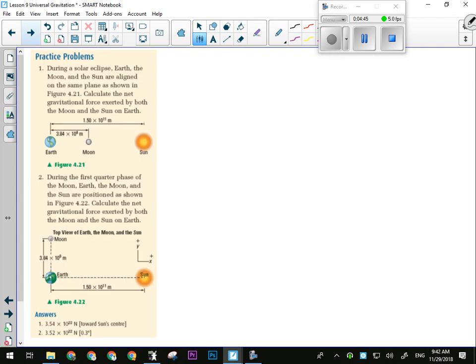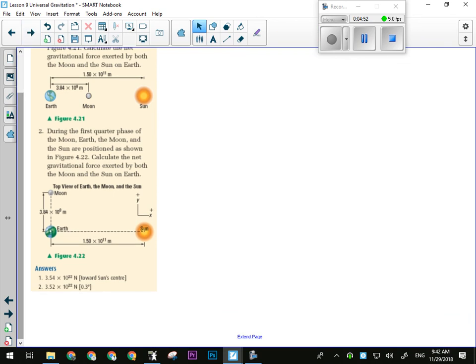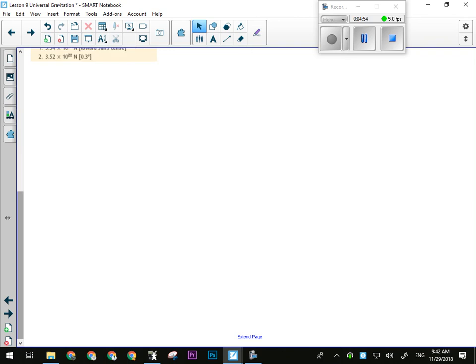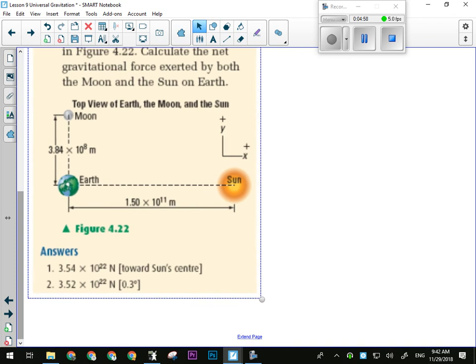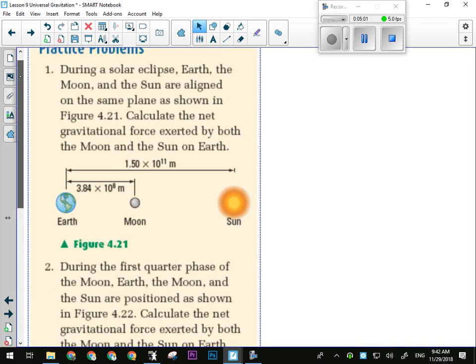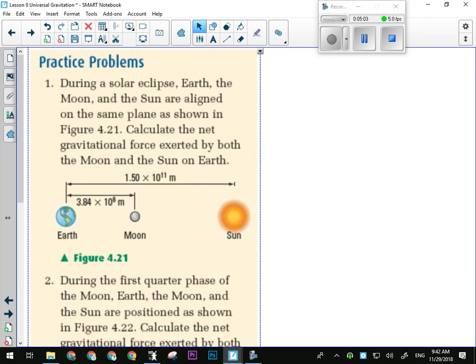I want you guys to try these two. Number one is quite easy. It's very similar to what we just did. Number two is a bit more involved. So try number 1 first. All we've done is switch the moon from one side of the Earth to the other.